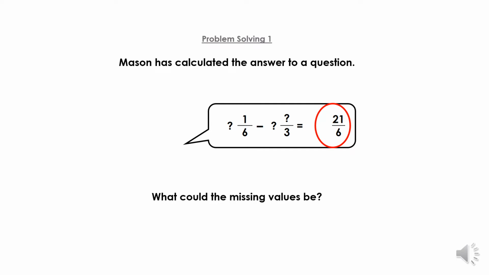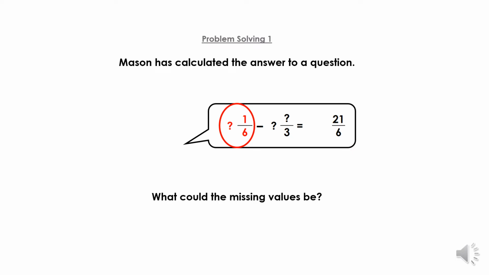So I'm now going to think about that number 21/6. 21/6 is quite a big number, isn't it? Now remember that we're subtracting. That makes me think carefully about the numbers that we might have in the calculation. So I've now highlighted this number. It's got a missing whole number, but the fraction is a sixth. That makes me think that that's going to be quite a high number if when I subtract something from it, the answer is still 21/6. So I'm going to start thinking about what that number could be.